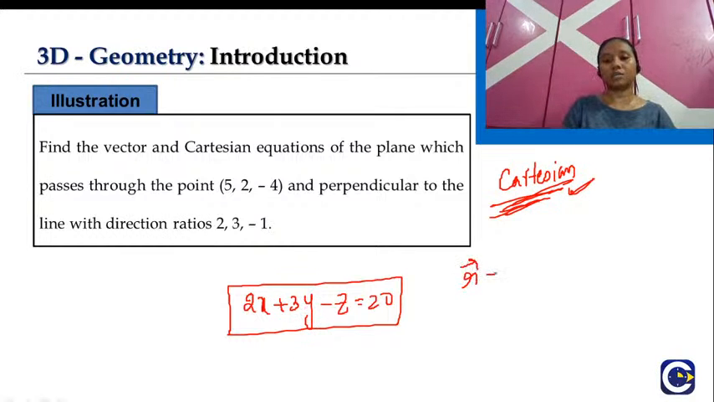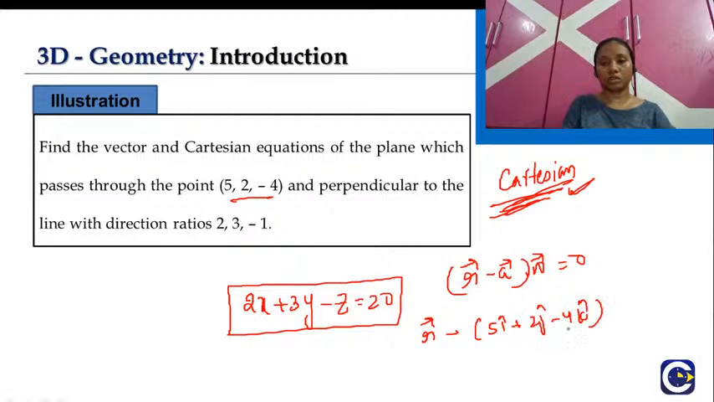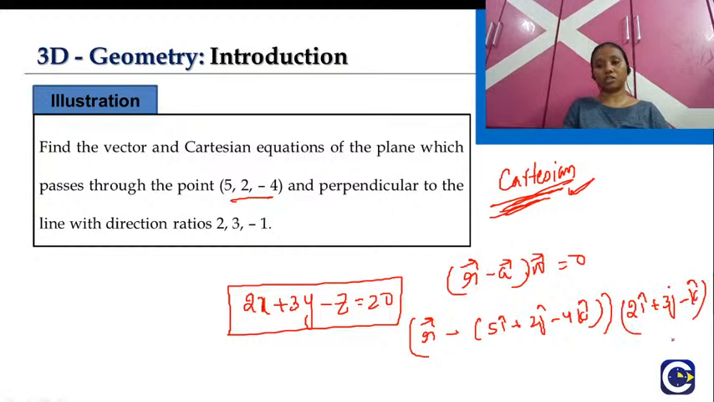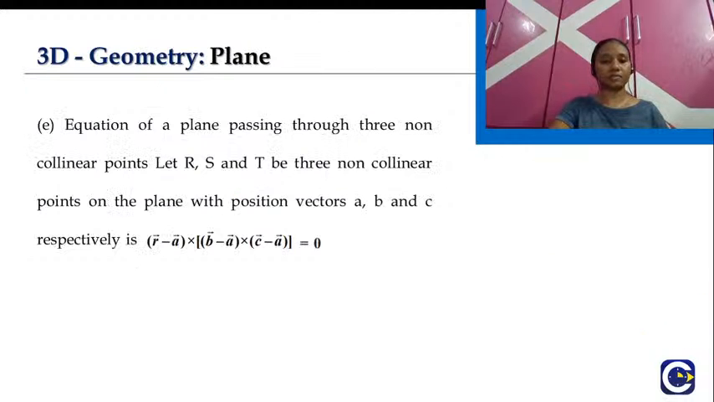So vector form is nothing but (r bar minus a bar) dot n bar equal to 0. My a bar is the position vector of the point, so it will be 5i plus 2j minus 4k. So r bar minus a bar, dot n bar, which is the vector perpendicular to the plane, that will be 2i plus 3j minus k. So this will be equal to 0. So this is my vector form of equation. Okay, Shivaranjani also did it. So we'll just move ahead, guys.